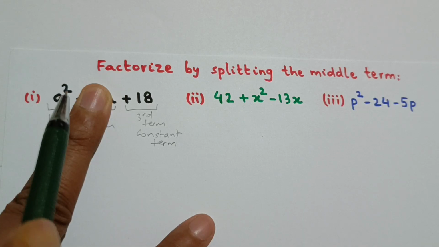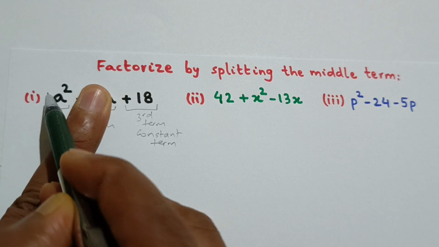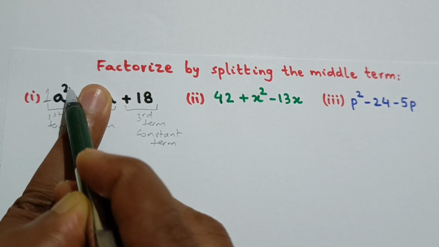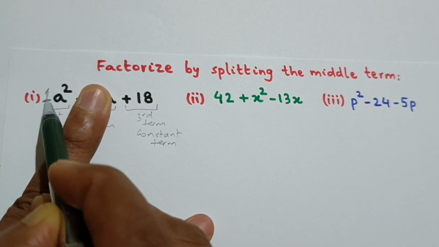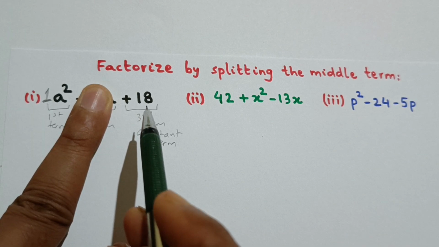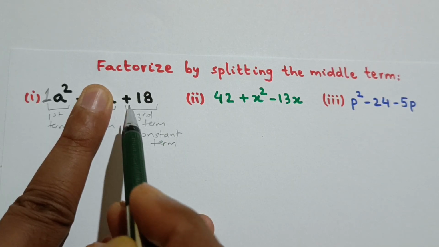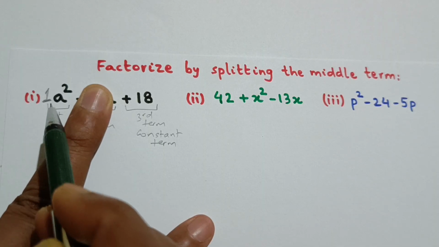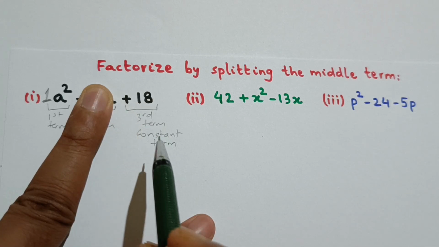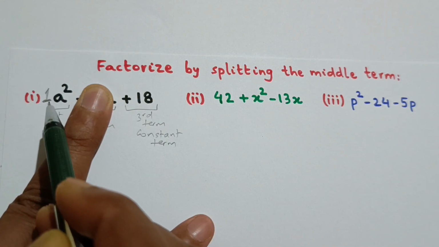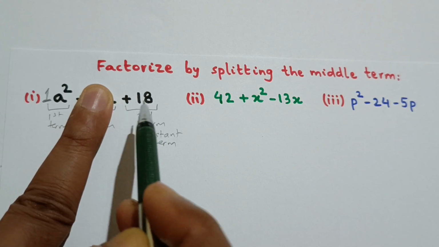Here the first term is a square. What is the coefficient of a square? Here the coefficient of a square is 1. And look at the third term, which is the constant term. Here the third term is plus 18. So look at the coefficient of a square and look at the third term, which is a constant term. The coefficient of a square is 1, and the constant term is plus 18.